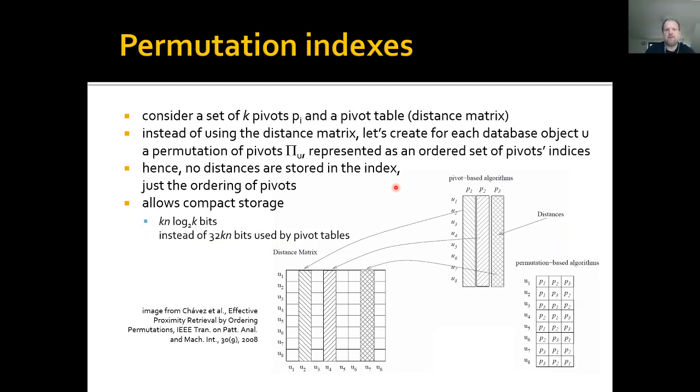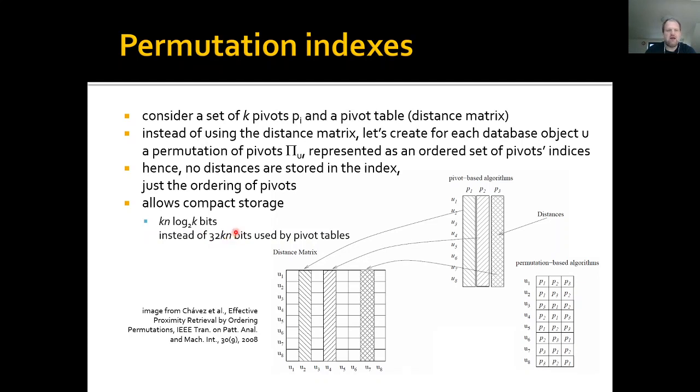on pivots, but we really save much of the space, because in pivot tables, if we only take 4 bytes per real number, so a float is 4 byte real, we have 32 bits times k times n. K is the number of pivots, and n is the number of objects. So we have 32 times k times n.